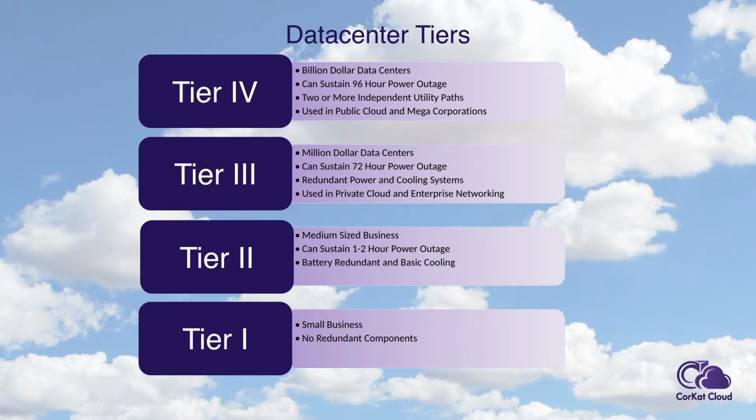Going down a tier, we start to see the medium-sized business data centers. These are the typical network closets that you might see in a medium-sized business. They have UPSs to supply battery backups. They can typically stay up for about 1 to 2 hours, and they do have some form of AC cooling in that system. And a tier 1 data center is everything else, essentially.